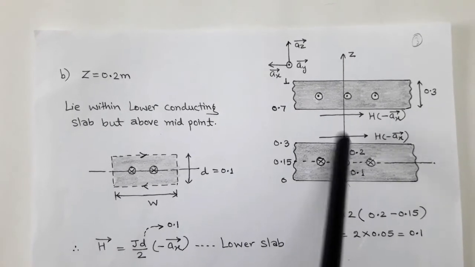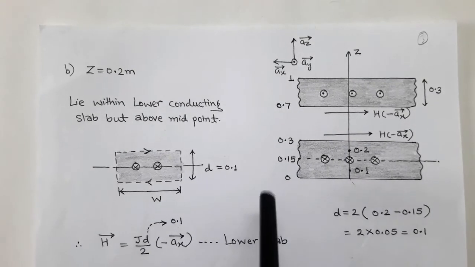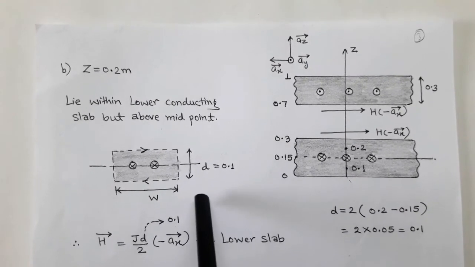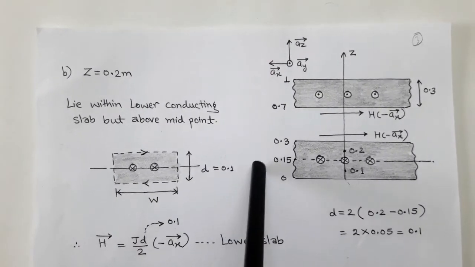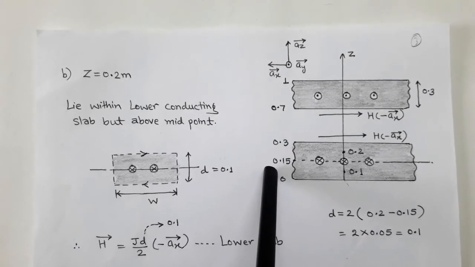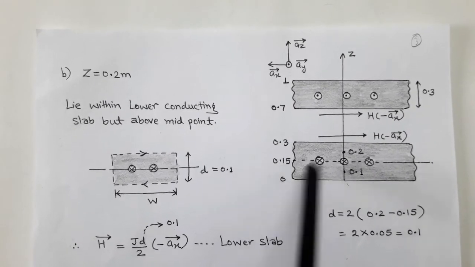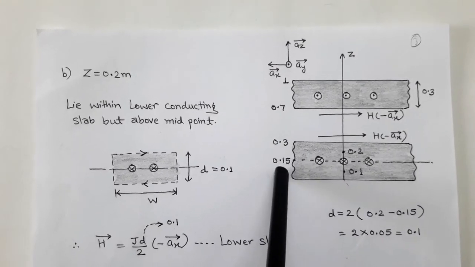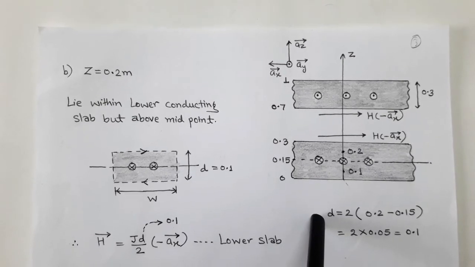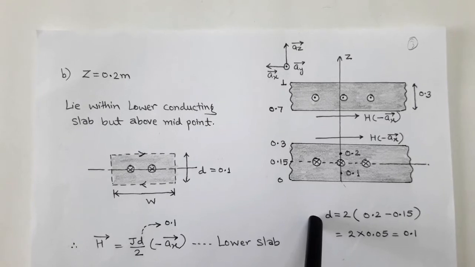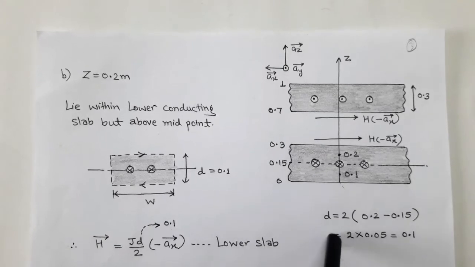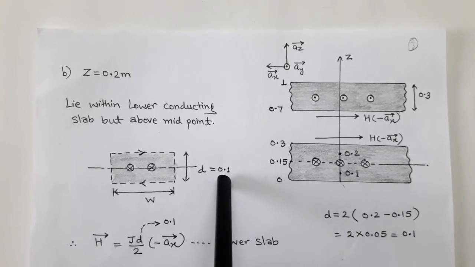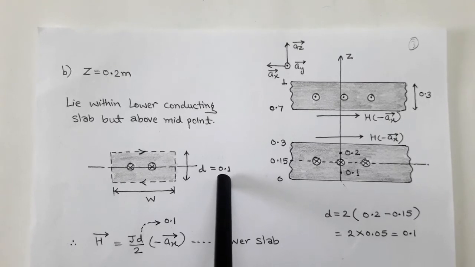Now we have to determine the value of small d. To determine this, we find the midpoint of the lower conducting slab, that is 0.15, and the given point is 0.2. So we can say that the width or height small d is equal to twice the difference with respect to the midpoint. So d equals twice of 0.2 minus 0.15, and we get 0.1. In this way we can determine the height d, that is 0.1.